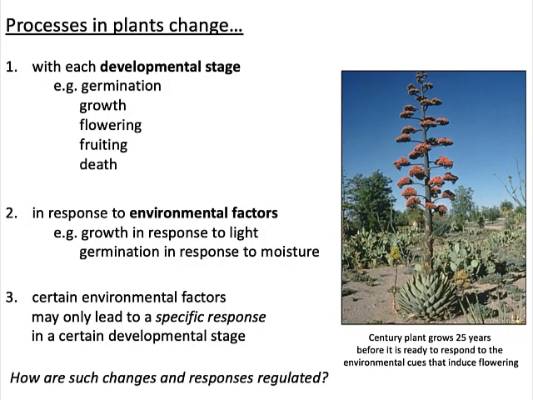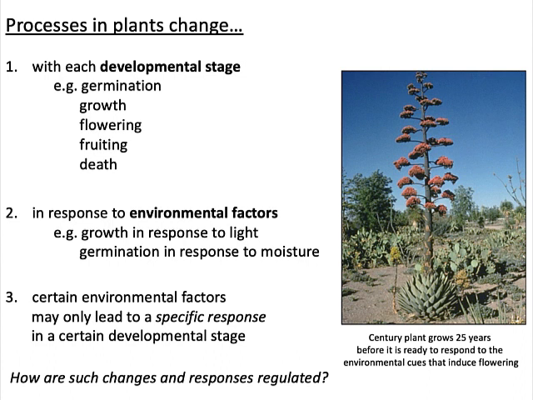Processes in plants change over time. First, we have change in each developmental stage. That is to say, plants germinate, they grow. If they're a flowering plant, they flower and fruit, and then they die.